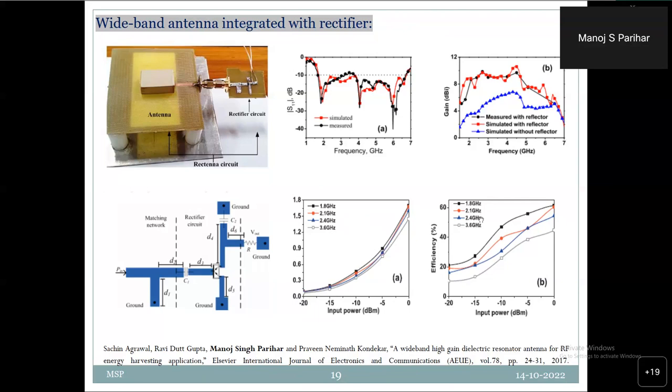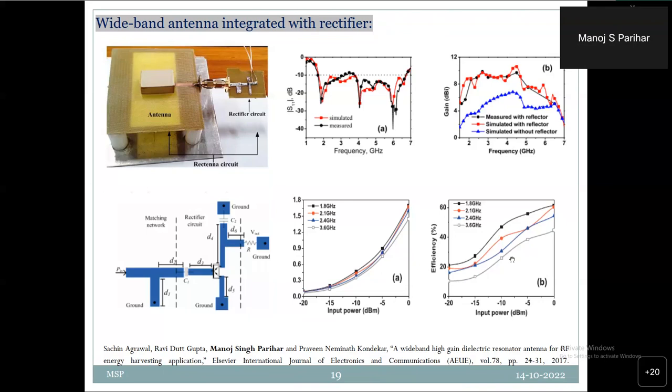This is the efficiency plot. You can see we have decent efficiency over the different frequency bands, starting from 1.8 gigahertz to 3.6 gigahertz. And you can see at 1.8 gigahertz, we have higher efficiency compared to the higher frequencies because of the lower losses at low frequency.